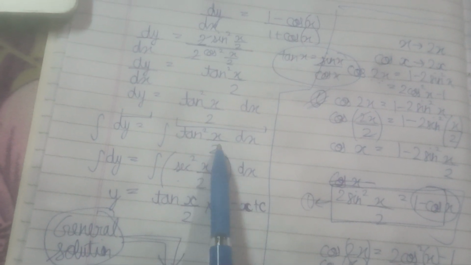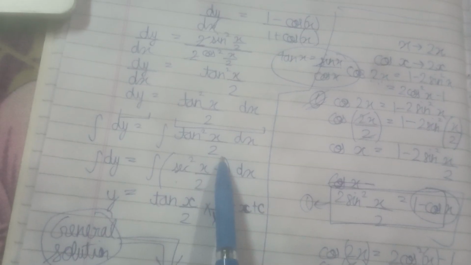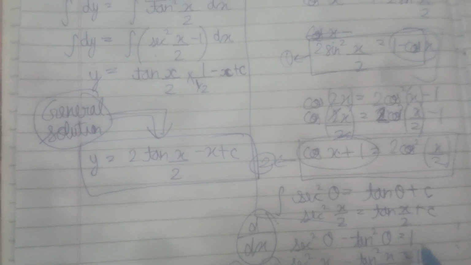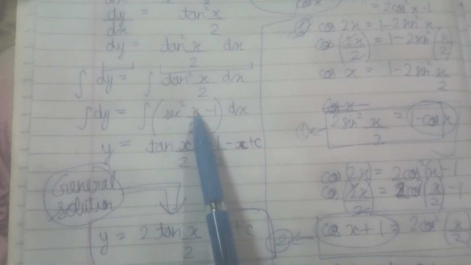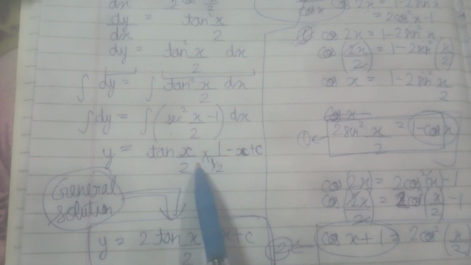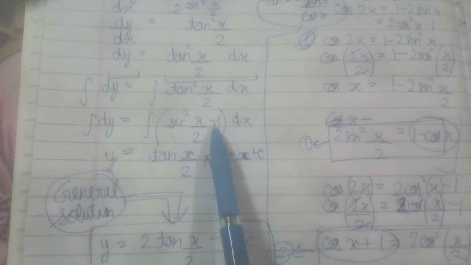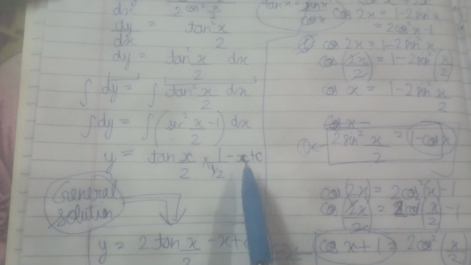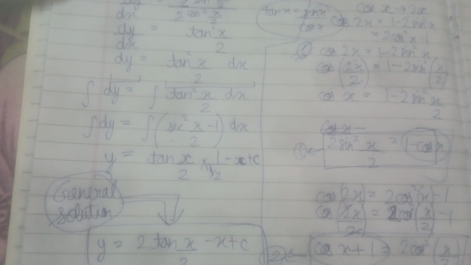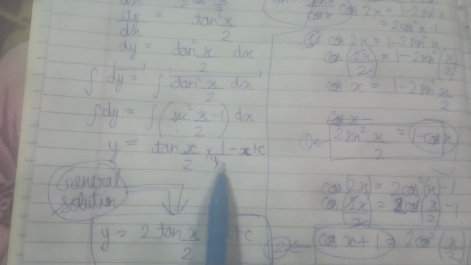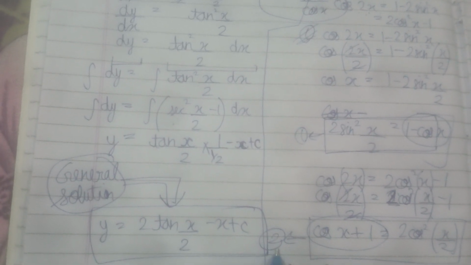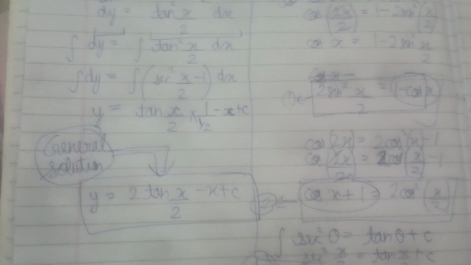Integration of tan square x by 2: first of all you will convert it using the old identity, sec square theta minus tan square theta is equal to 1. Using that you will simplify it first, and then the integration of sec square theta is tan theta, and it will be divided by 1 by 2. Then integration of 1 is going to be x, minus x plus c, because there is a minus over here. Now the general solution: this 2 will go up over here, and it will become 2 tan x by 2 minus x plus c, right? This was an easy question. Okay, thank you.